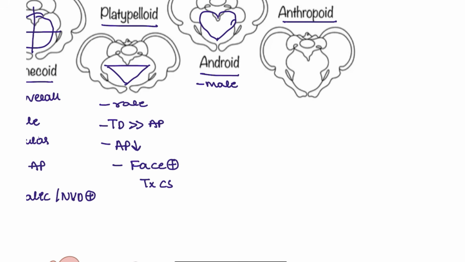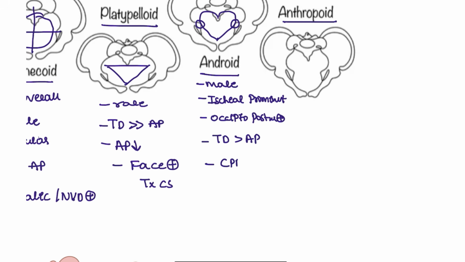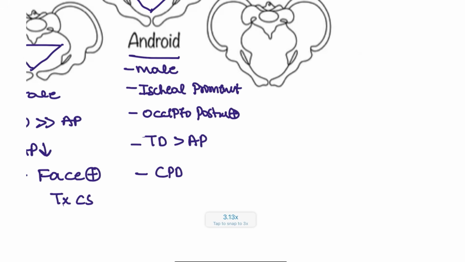And if you observe, the ischial spines are very prominent. The presentation associated here is occipito-posterior. An occipito-posterior position will be seen in this patient, and here also the transverse diameter is more than the AP diameter. Mostly these patients will land into CPD, that means cephalopelvic disproportion. The patient can't be delivered.